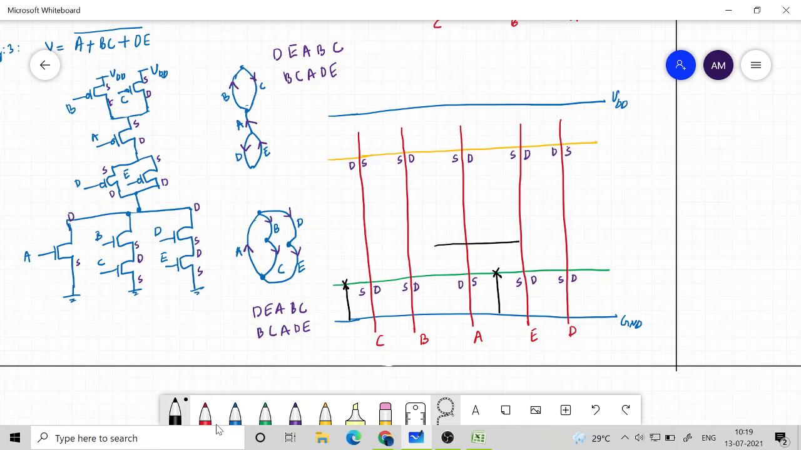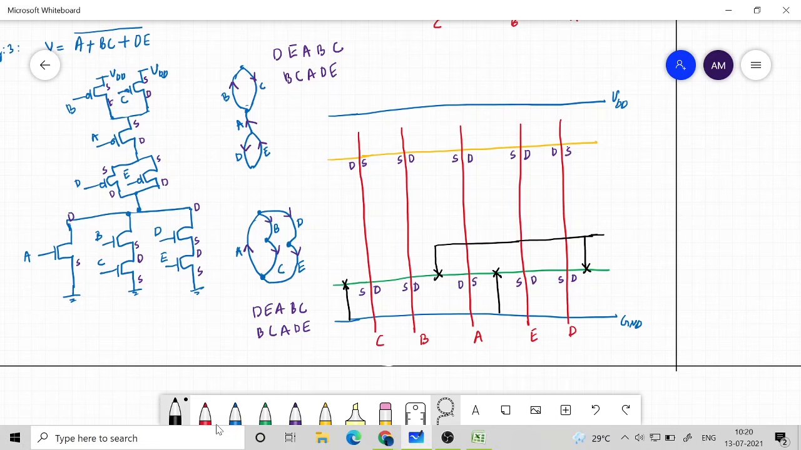So this line you can draw with blue also, because that is metal. Okay, all the drains. So drain of D, drain of B and drain of A, all are connected, and source of E, A and C, all are connected. So bottom is done. Now we have to look at the top.